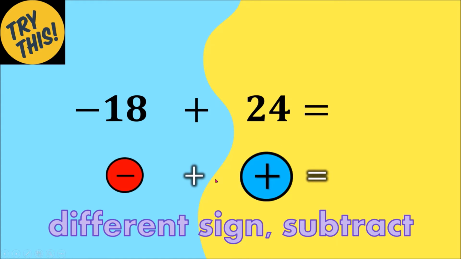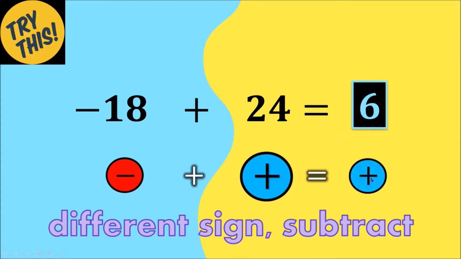So here, the number with a larger absolute value is 24. That's why the blue colored counter is bigger than the red colored counters. So our answer will be 6 and then the sign will be positive. So positive 6. Negative 18 plus 24 is equal to positive 6.